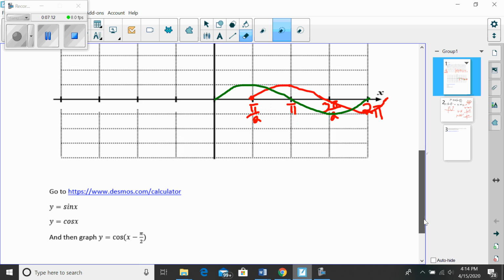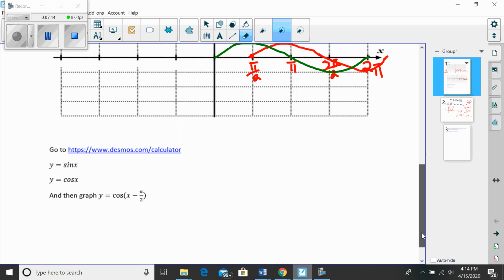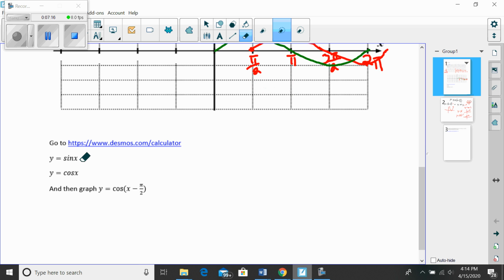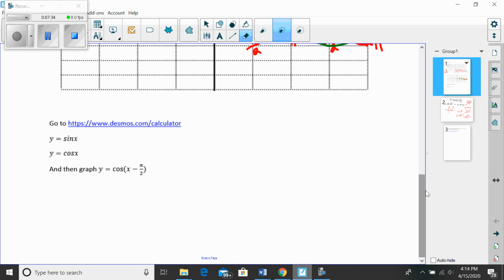So what I want you to do next is go to Desmos. I want you to graph y equals sine x, y equals cosine x, and then in the third line, put in cosine of x minus pi over 2. Again, that's going to be a shift to the right. And you're going to feel like one of the graphs vanished, but it didn't. So you'll be able to see what this is equivalent to.